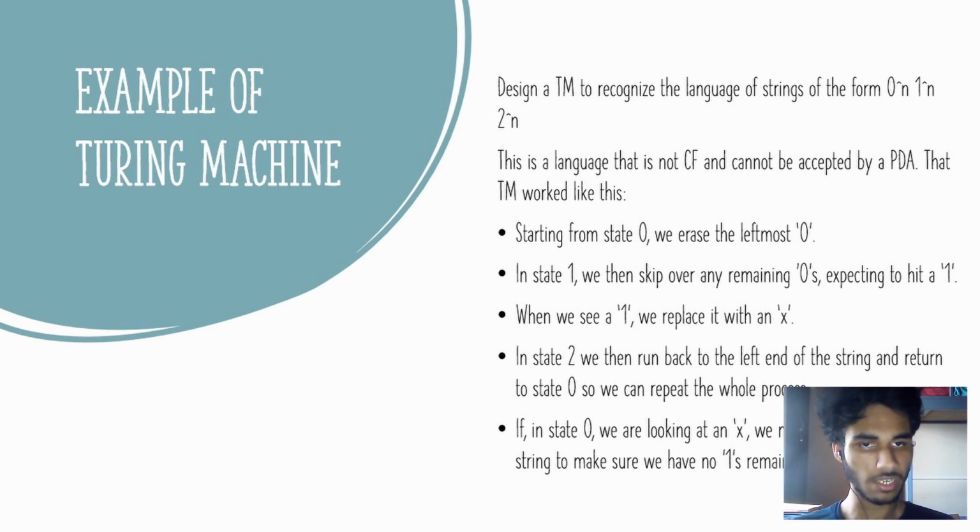Starting from state 0, we erase the leftmost 0. In state 1, we then skip over the remaining zeros, expecting to hit a 1. When we see a 1, we replace it with an x. In state 2, we then run back to the left end of the string and return to state 0 so we can repeat the whole process. If in state 0 we are looking for an x, we make one last pass over the string to make sure we have no ones remaining.